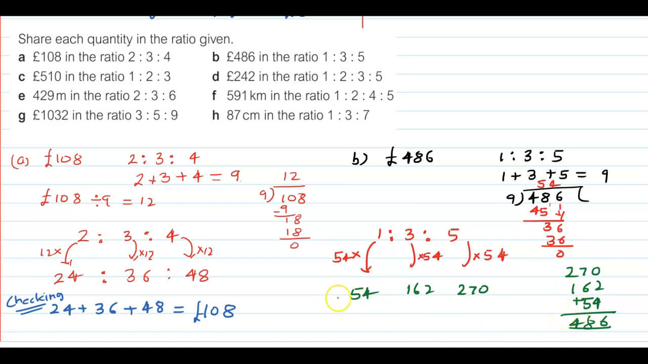Yeah. So whatever way we have distributed 486, the first person is getting 54 out of 486, the second person is getting 162 out of 486, and the third person is getting 270 out of 486. First person got 54 pound here, second person got 162 pound, and third person got 270 pound. And in the previous question, first person got 24 pound, second person got 36 pound, and third person got 48 pound. Yeah, let's go for another question, C part.